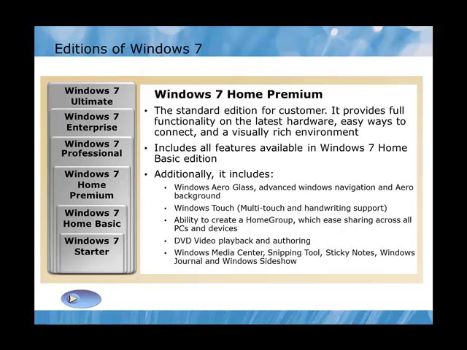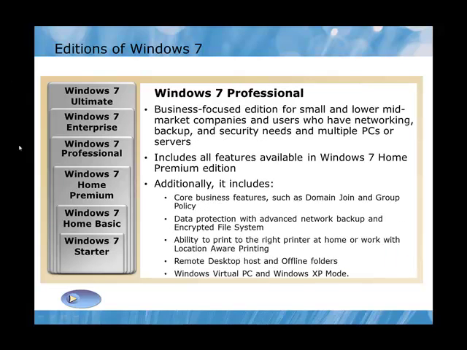Windows Professional, again, the one that you get, adds core business features such as domain join. The home premiums cannot join, the home versions can't join a domain. So in a business environment, you need to go at least with a professional if you're going to run Active Directory. Group policies are available there. Data protection. Advanced network backup and encrypted file system are there.